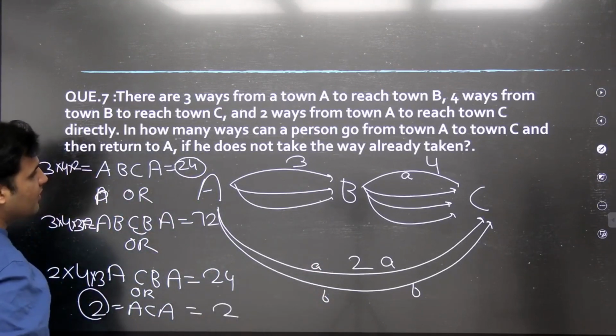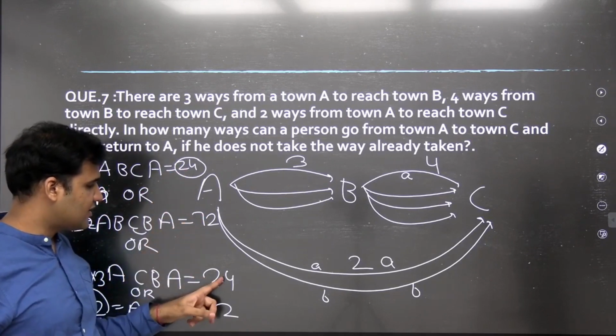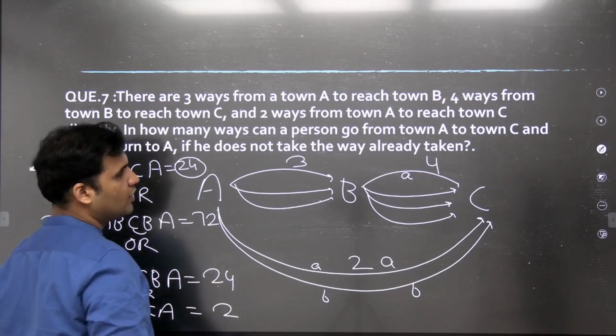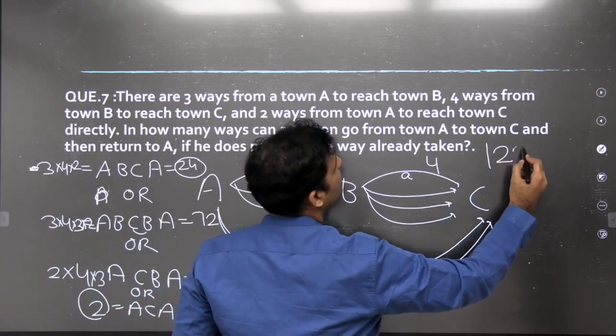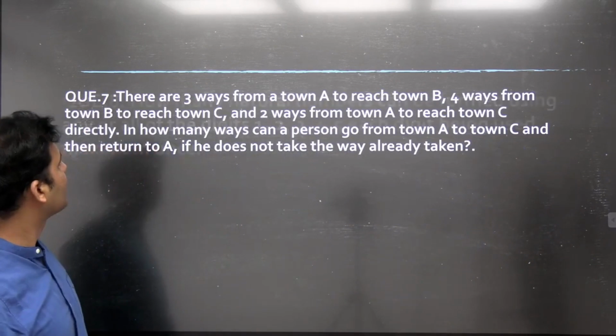So total number of ways will be, guys, 24 plus 72 is 96. 96 plus 24 is 120. 120 plus 2 is 122. That means 122 is the answer of this question. Is it clear guys? Question number 7.